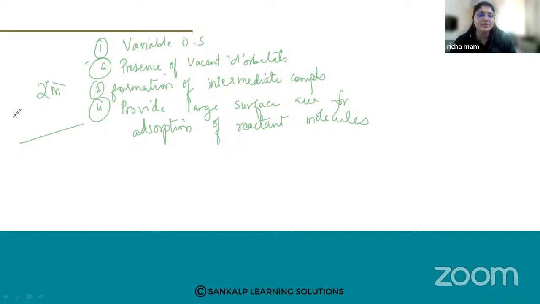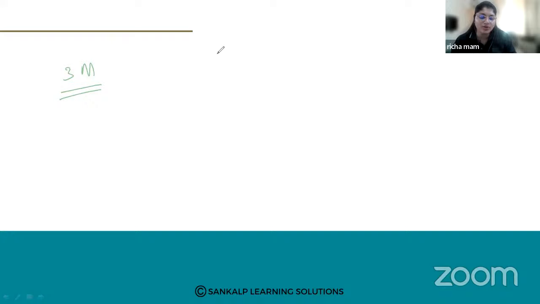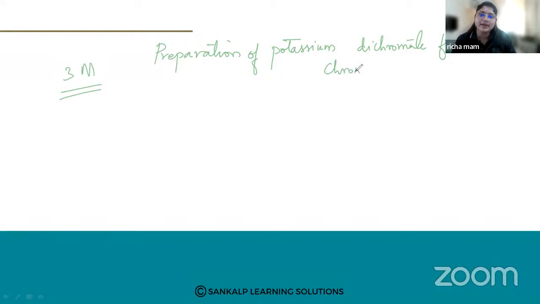Next, very important. These are some of the 2 marks questions. Let us go for the 3 marks questions now. A very important question is the preparation of potassium dichromate, in 3 steps from chromite ore. Very important. This is a compulsory question for 3 marks.